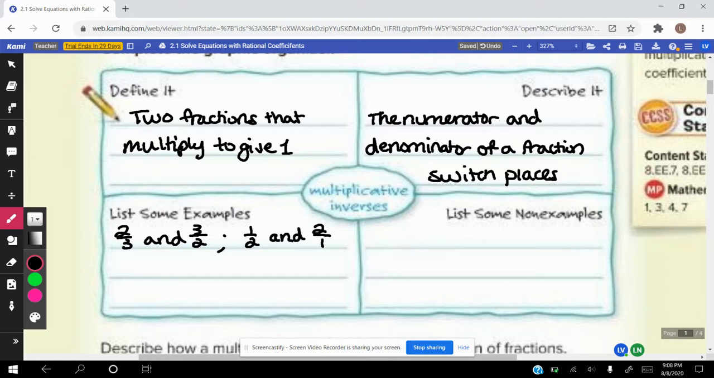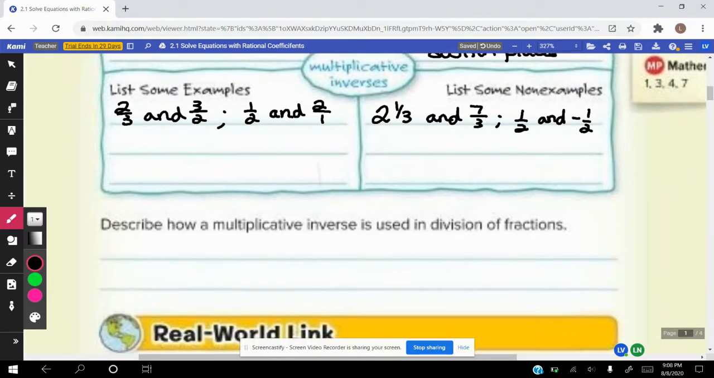Then over here, we're going to list some non-examples. So we have 2 and 1/3. Then we have 7/3. These actually are equal to each other, because if you were to take this mixed number and make it into an improper fraction, it's going to be 7/3. Another example, 1/2 and -1/2. They're not multiplicative inverses.